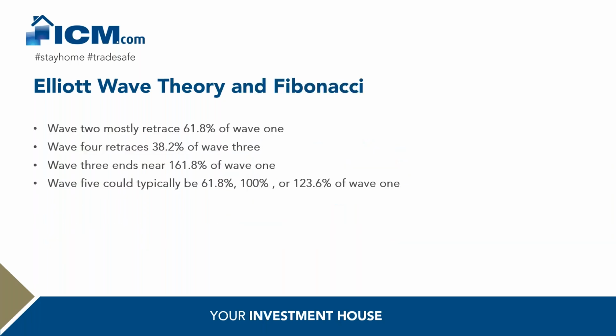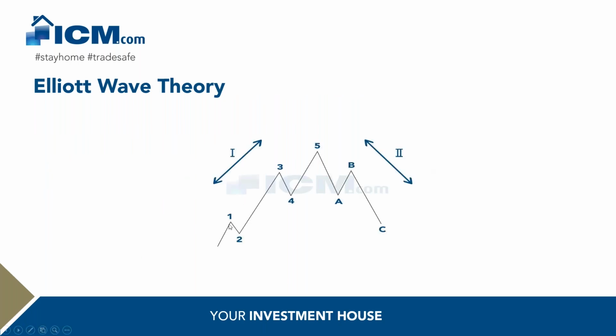Also, another one of the key ratios: wave 5 could typically be 61.8%, 100% or 123.6% of wave 1. What does this mean? After finishing waves 1, 2, 3, and 4 and starting wave 5, for example if we retraced 38.2% and are going to start wave 5, you measure the whole length of wave 1 and put it starting from this bottom here. So either wave 5 will be equal to wave 1, or wave 5 will be 123.6% of wave 1. These are mainly the top Fibonacci levels if you're going to mix Elliott wave theory with Fibonacci retracements.